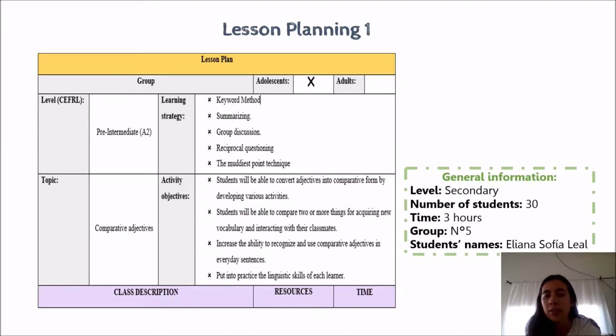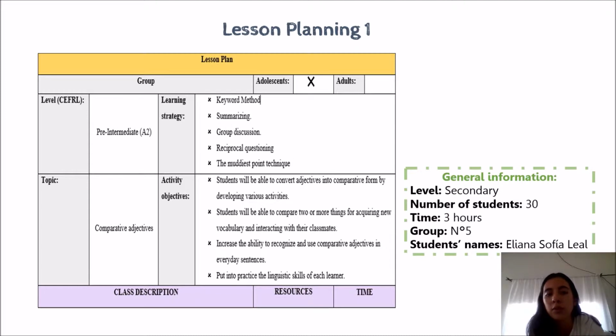And in this case, we have this lesson planning, where the level according to the CEFR is pre-intermediate, A2. The learning strategies are the keyword method, summarizing, group discussion, reciprocal questioning, and the Moody's point techniques.